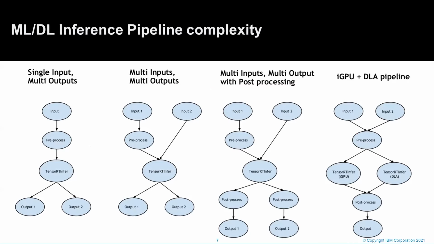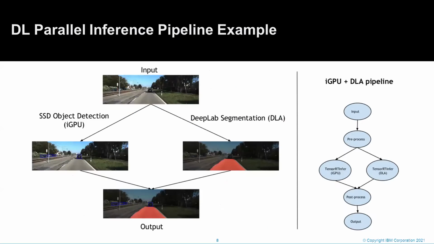The models are becoming more and more complex again, with multiple inputs and outputs. You have some examples there. In practice, for an automotive autonomous driving case, you have here two models that process the same input and merge and fuse the output in the same coherent result, which is an object detection and a segmentation for the road.